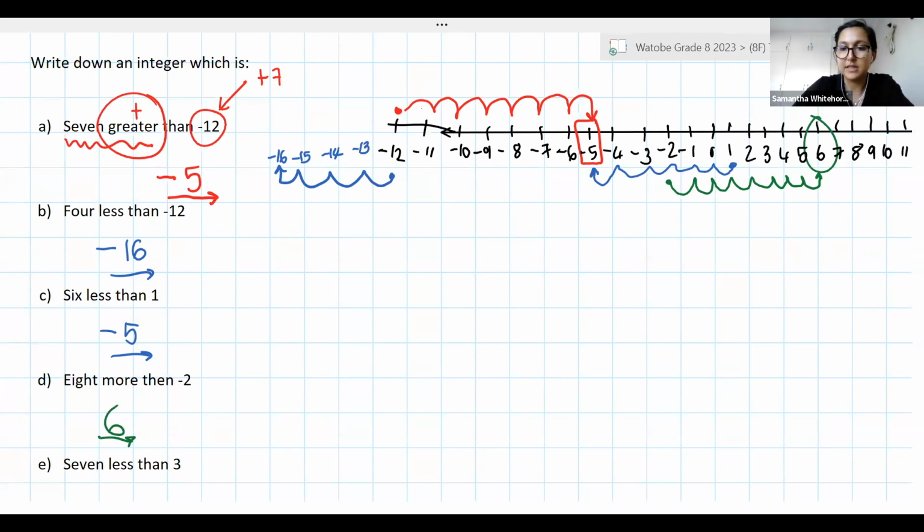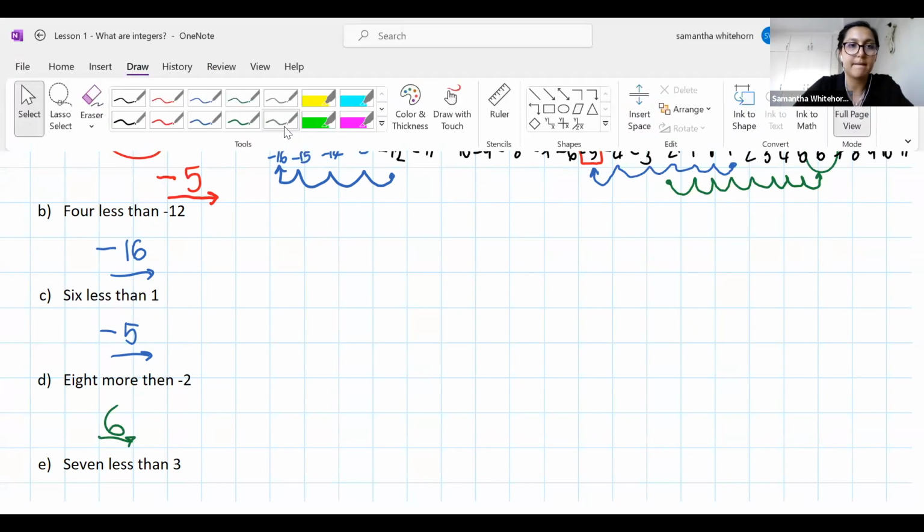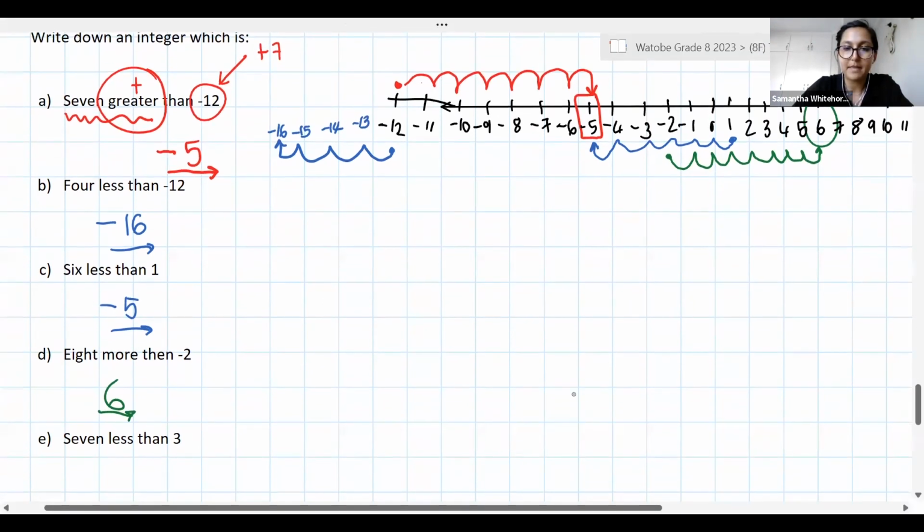Right, very nicely done. Oh, sorry. See, now I'm clicking things. Caesar, do you want to do E for us? There should be a pop-up to unmute yourself. Unmute. There we go.